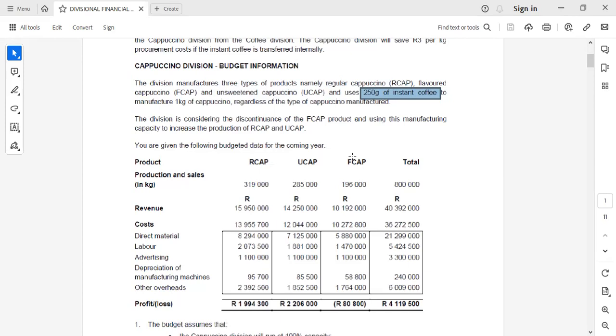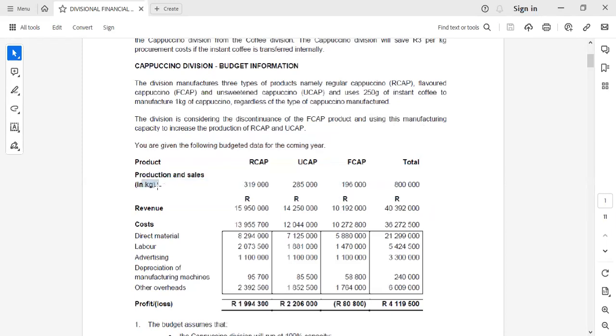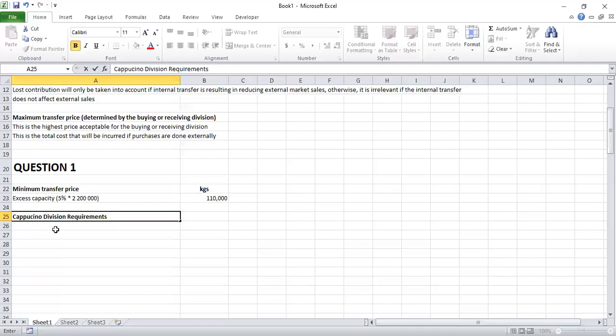You are given the following budgeted data for the forthcoming year. The cappuccino division is budgeting to produce and sell these kgs. These are in kgs. So the total, they want 800,000. And we know that each kg requires 250 grams, regardless of whether it's R-cap, U-cap, or F-cap. So they've got 800,000 kgs and each requiring 250 grams.